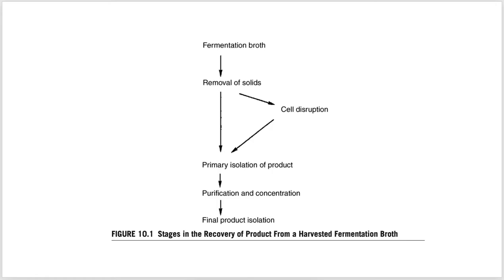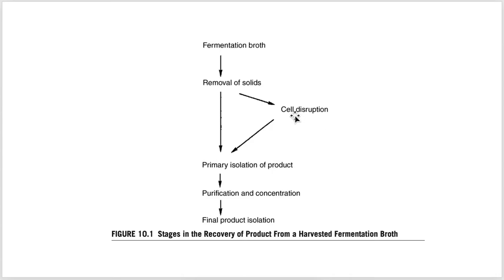In the first stage, after the fermentation is finished, we separate the solid and the liquid part. Here it is written as removal of solids. It means first we need to separate the liquid and the solid. If our product is an extracellular product, then it will be in the liquid portion, so we'll deal with the liquid portion. But if the product is in the solid part, that means in the cells, then we'll harvest the cell and we need to disrupt the cell.